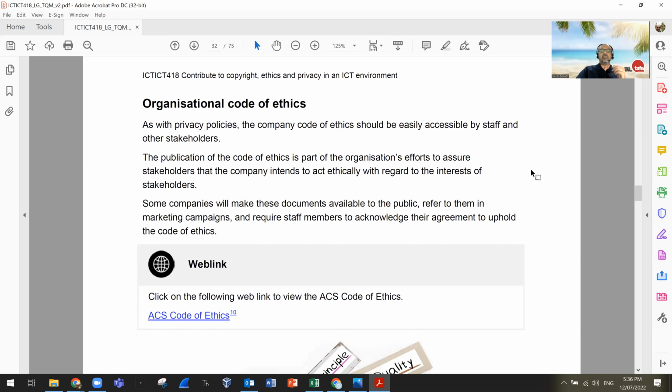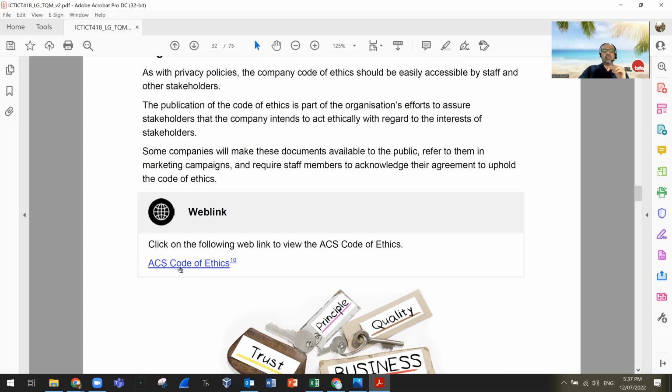Then we have the organizational code of ethics, and this code of ethics, in many places, we have it printed and hung on walls in different places like restaurants or transportation. So we have an example here, the ACS code of ethics. Once you click, it's downloaded. I'll open it.